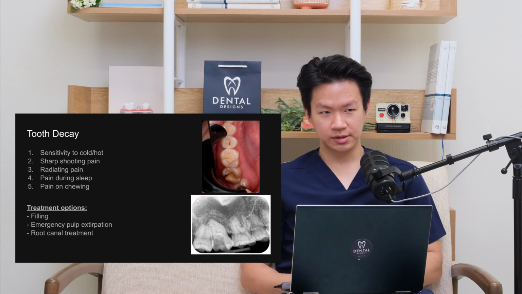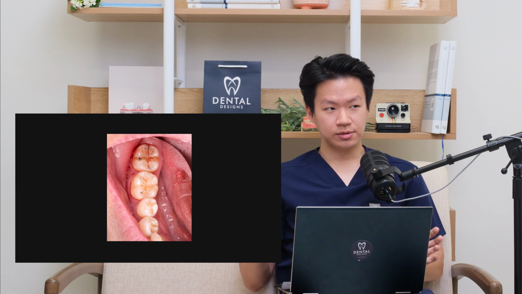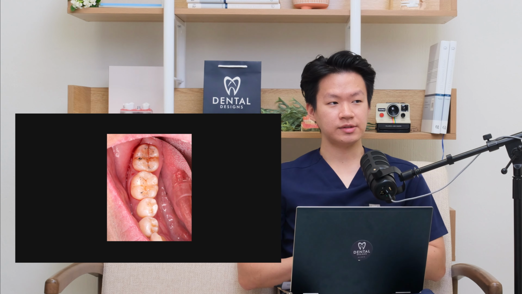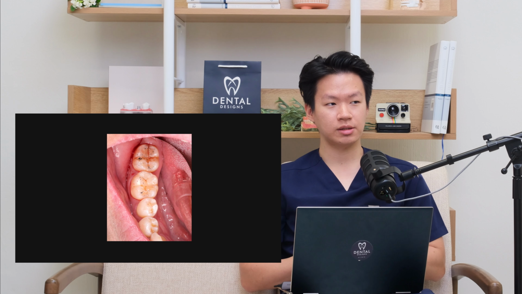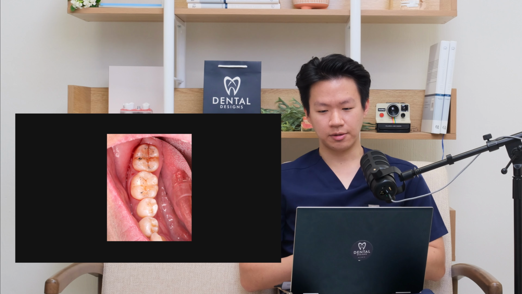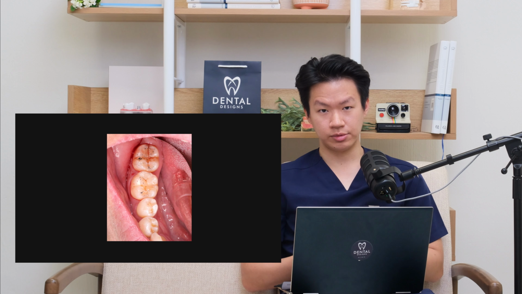So let's move on to the second case over here. For this case, you can see that this particular patient came in with a main complaint of occasional sensitivity and pain on biting harder foods at his lower right area.